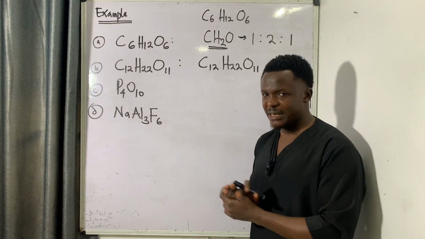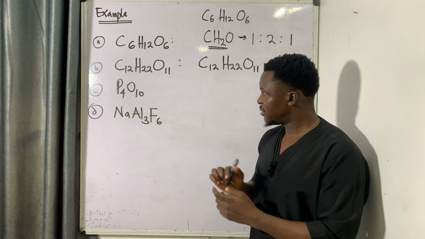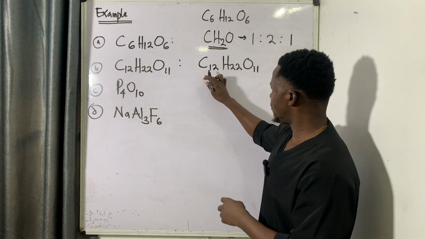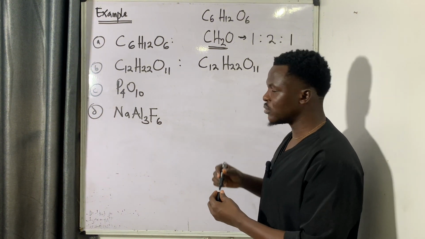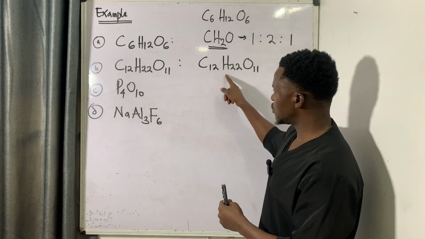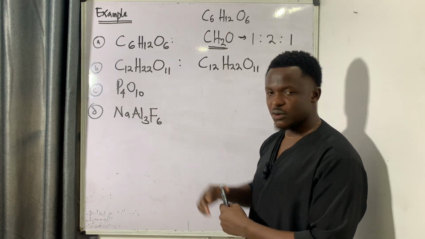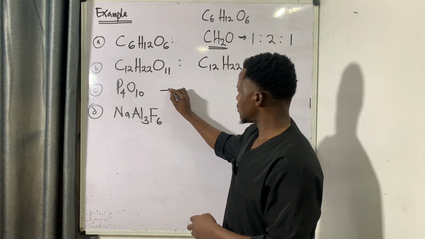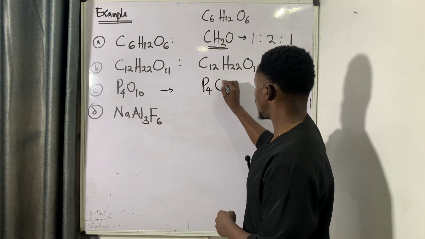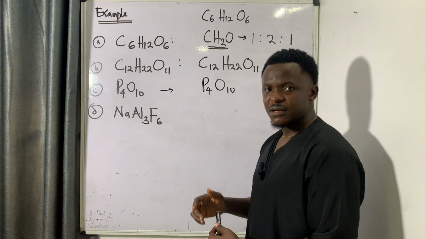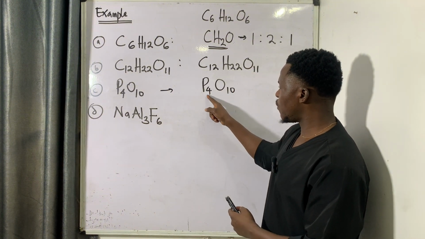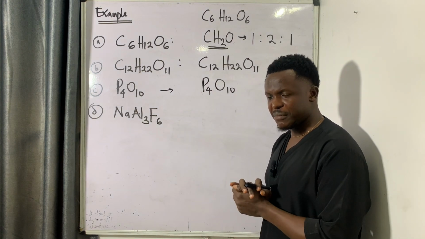And here is an example of such. So this is an empirical formula because this cannot be broken down further, and this also doubles as the molecular formula of this compound. Now let's look at the fourth one. We have P4O10. Now, what can go into 4 and go into 10 without any remainder?